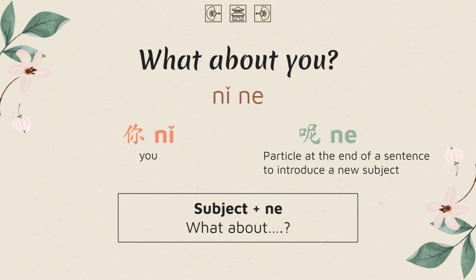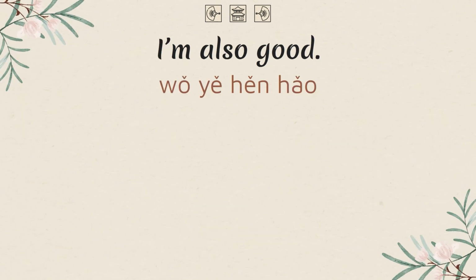How would you say, what about you, but you want to show respect to that person? Do you remember the honorific form of you? 您, good job. 您呢? What about me? 我呢? Very good. And to answer that question, if the person has already said, I'm good, you want to say, I'm also good, then you could say, 我也很好.